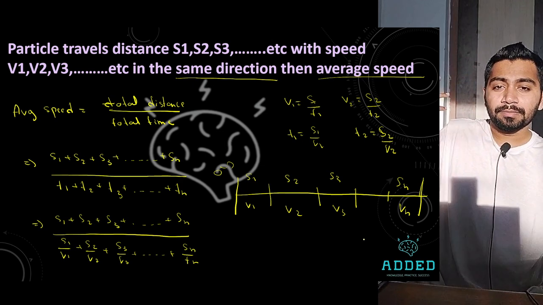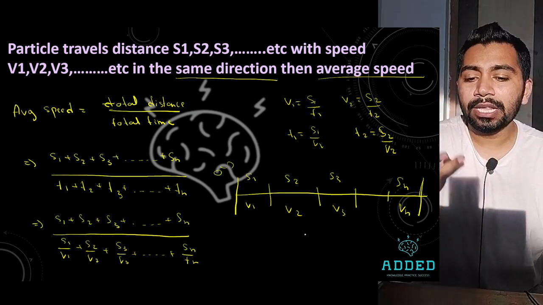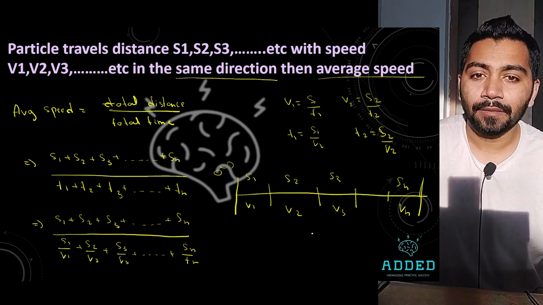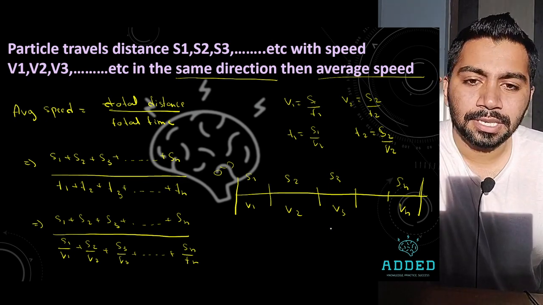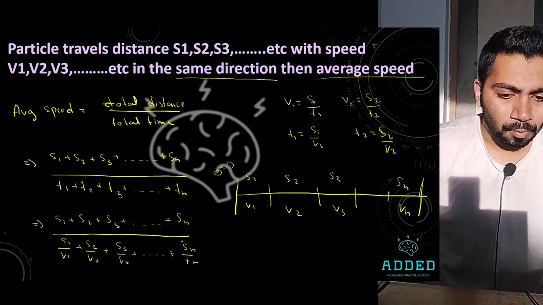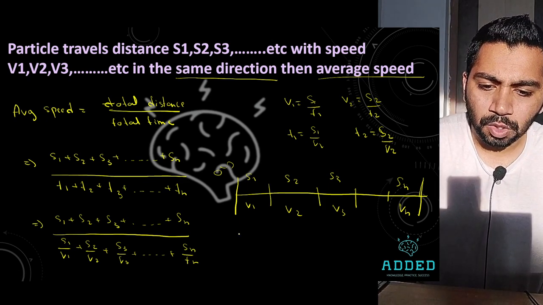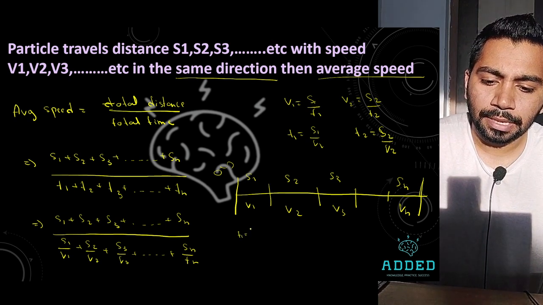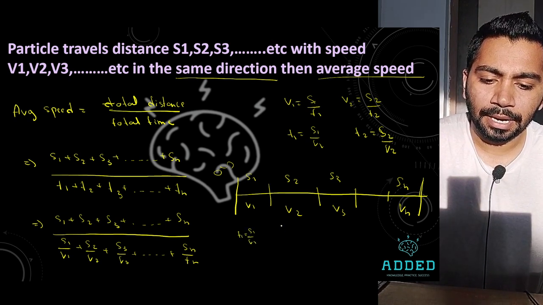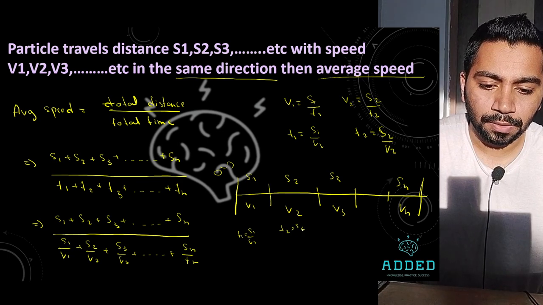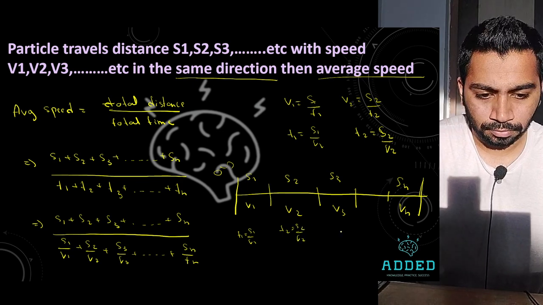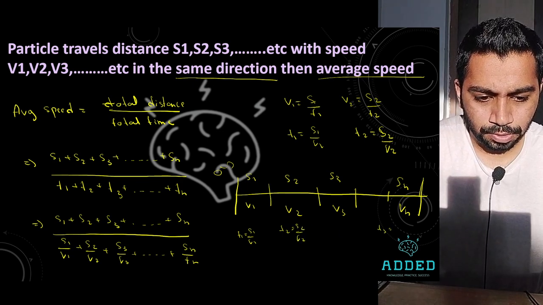Now time is not given. Calculate the time and tell what the average velocity is. It is an easy thing. We don't know time, so time t1 is equal to s1 divided by v1, time t2 is equal to s2 divided by v2, and time tn is equal to sn divided by vn.